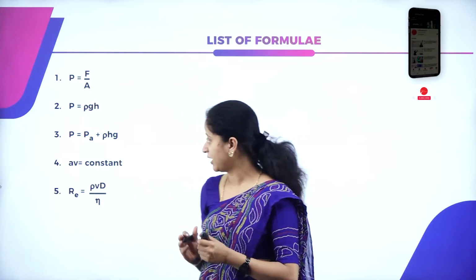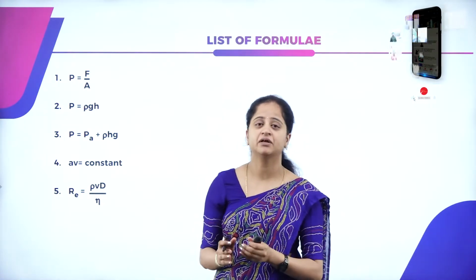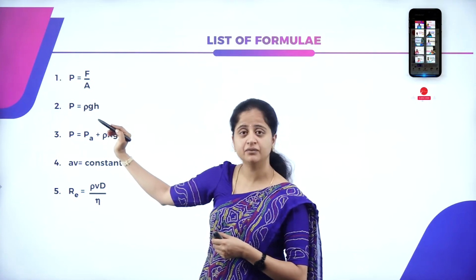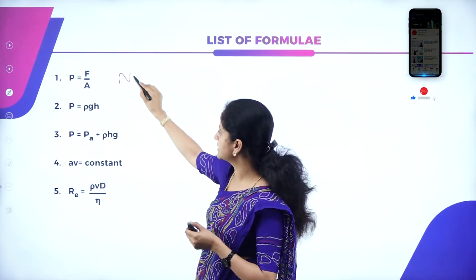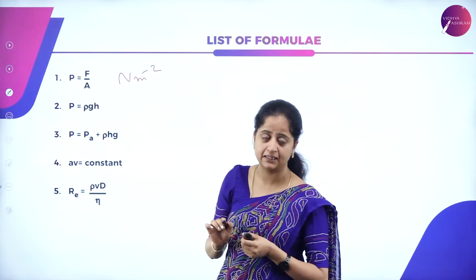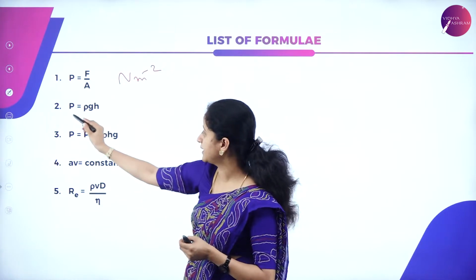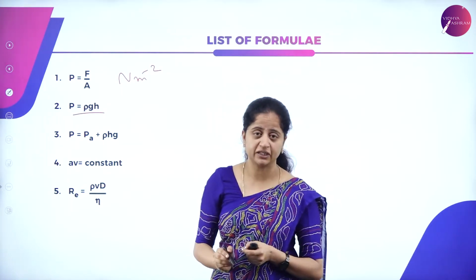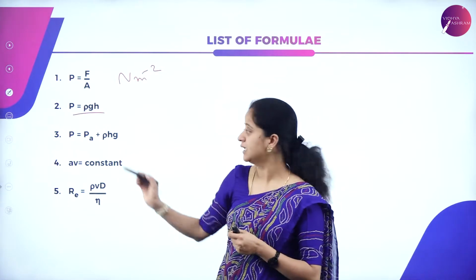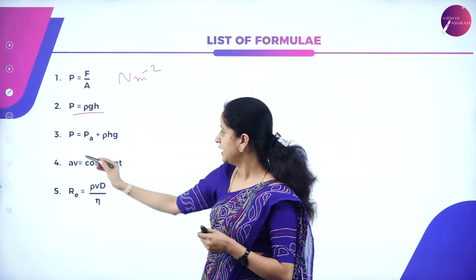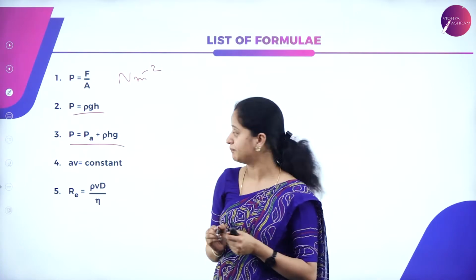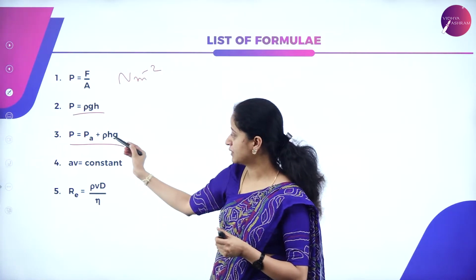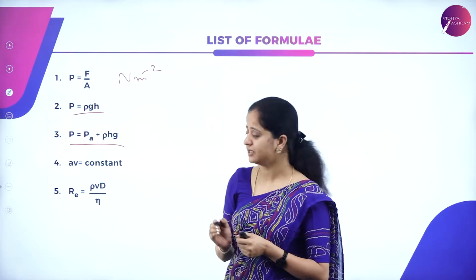So in this chapter, we have come across certain formulae. Let us have a quick recap of all those. Pressure is equal to force divided by unit area, and the unit for pressure is Newton per meter square or Pascal. Pressure inside a liquid is given by the formula P is equal to rho gh, where rho is the density of the liquid, g is acceleration due to gravity, and h is the height of the liquid column. And we also have P is equal to Pa plus rho gh, which is nothing but the gauge pressure. So it is equal to atmospheric pressure plus the actual pressure at that point.